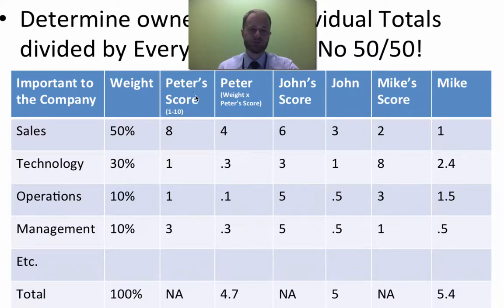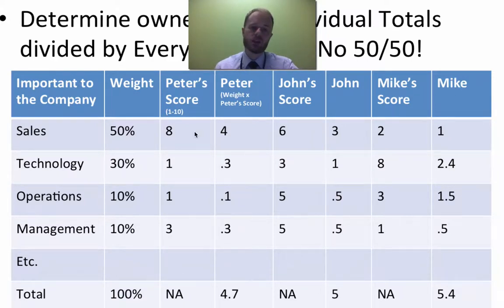So let's start with Peter. For sales, Peter scored an average of 8, which is pretty good. Peter's really good at sales. Then he got a 1 for technology. Peter's not so good with technology. Operations, he received a 1, and management, he received a 3 because he's somewhat okay.